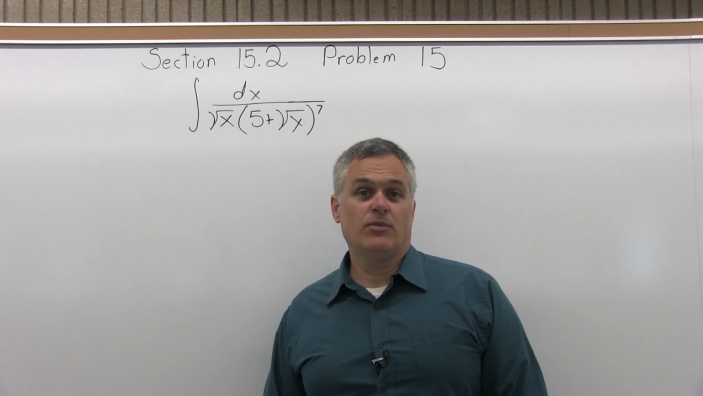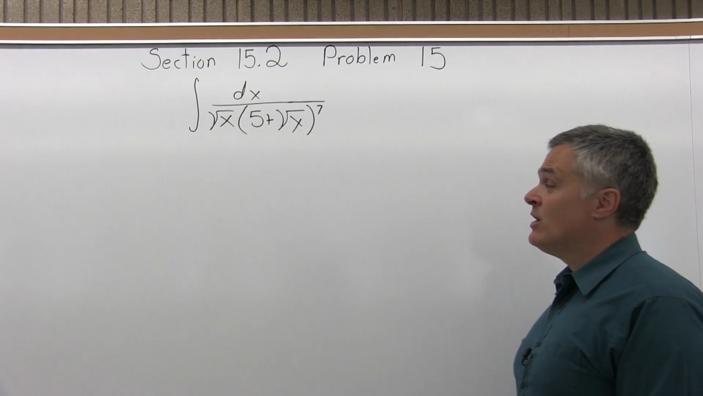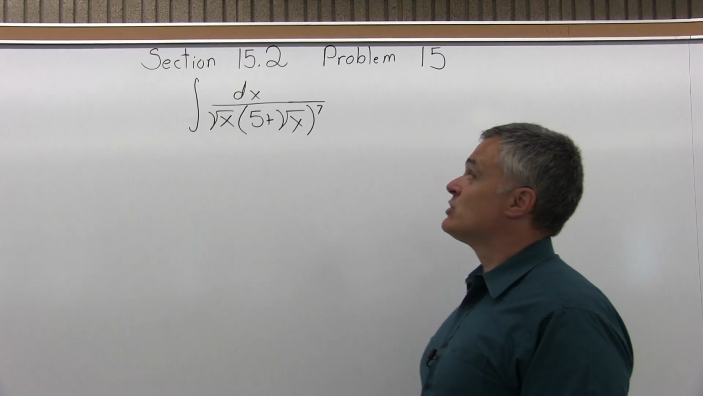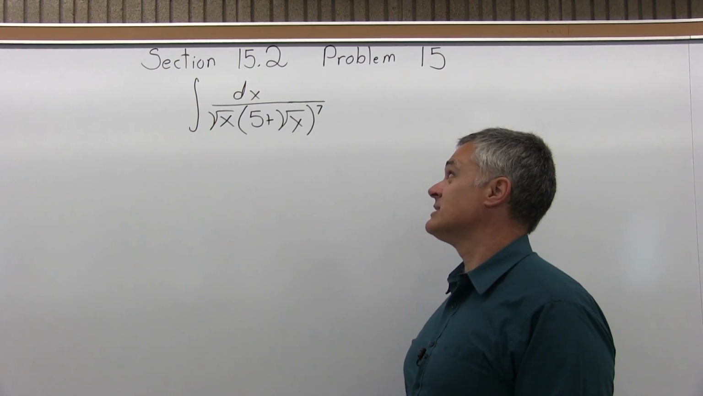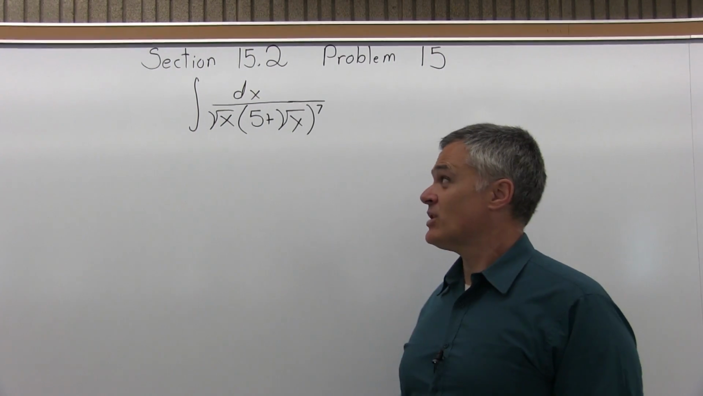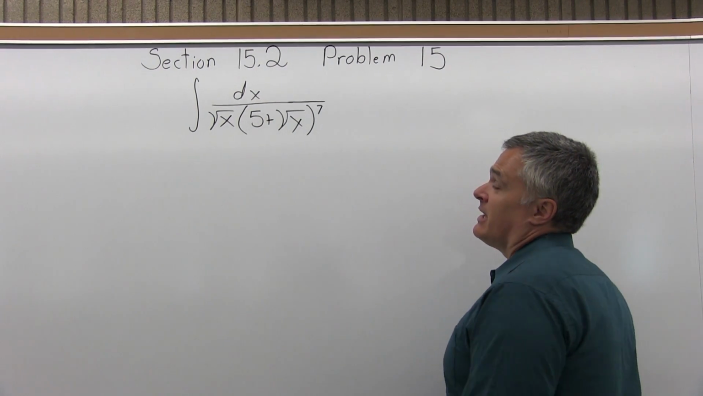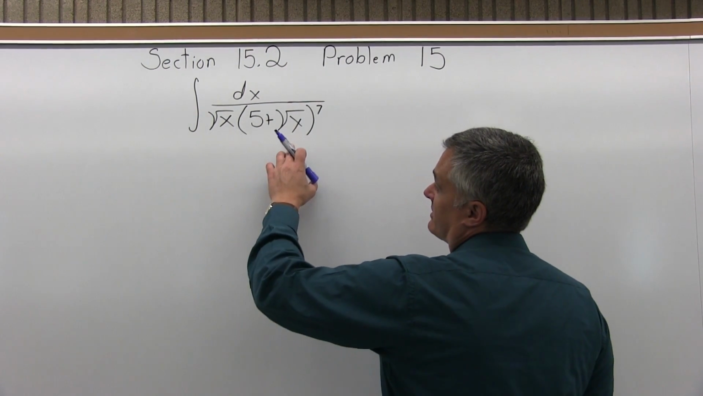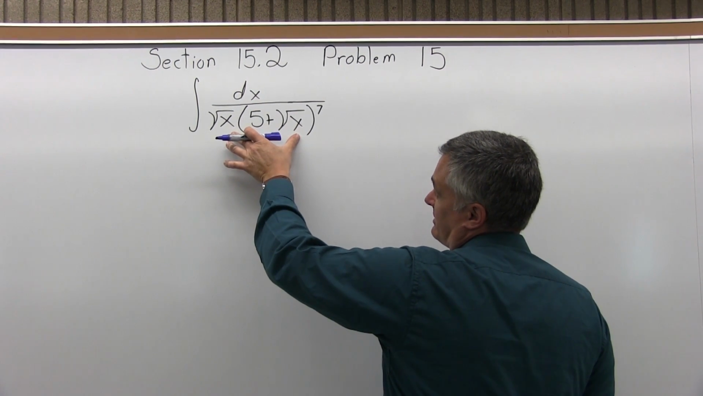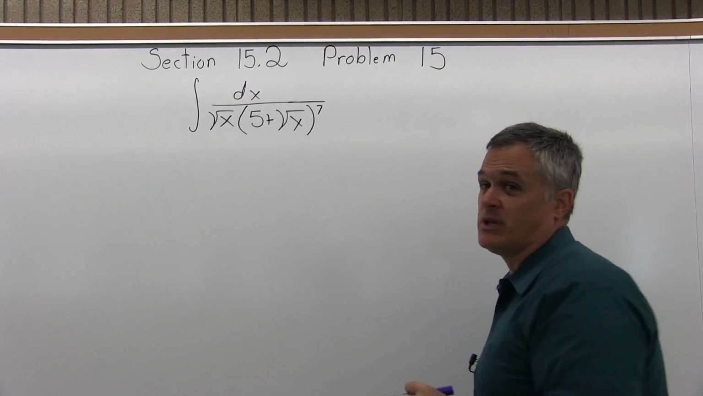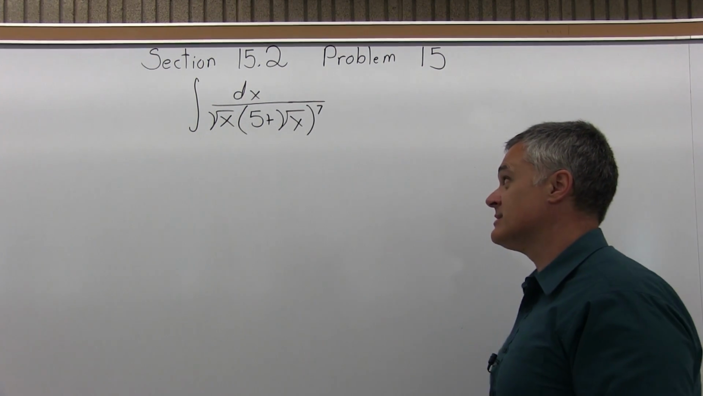This is Section 15.2, problem number 15. We want to find the integral of dx over the square root of x times (5 plus the square root of x) in parentheses raised to the 7th power. It's kind of an ugly looking problem. And again, I need the substitution method. I have no trick other than the substitution method to get the variable out of the denominator, which I really need to do in order to integrate this.